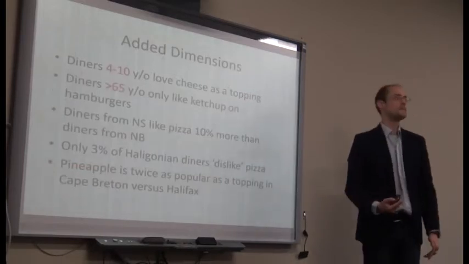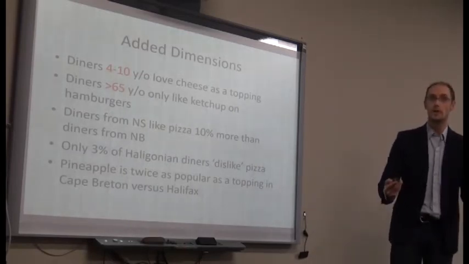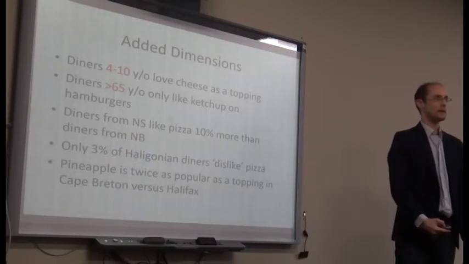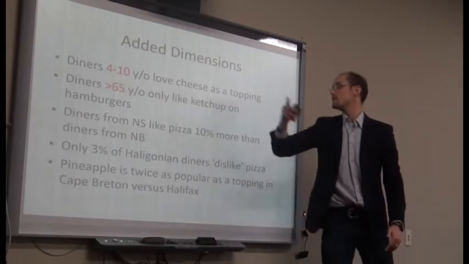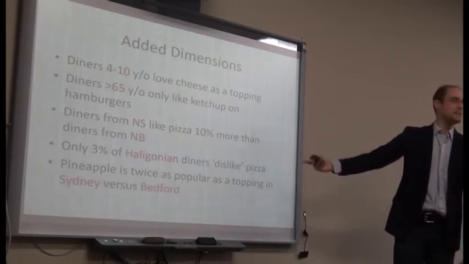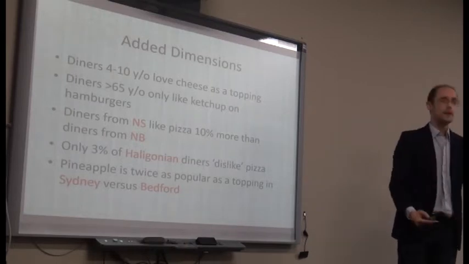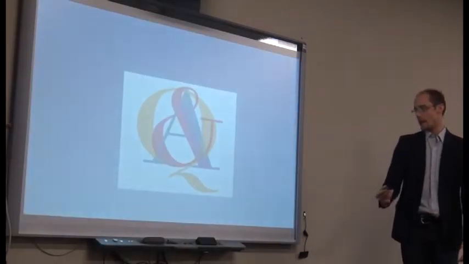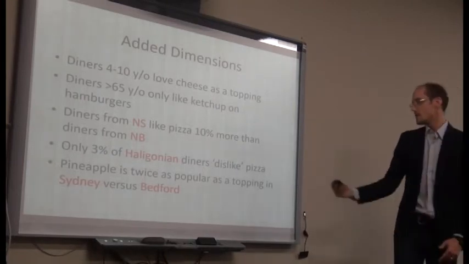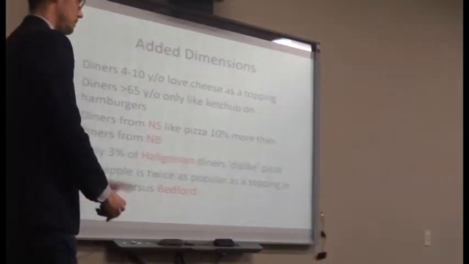We can go deeper simply by adding dimensions. These are 2 model dimensions that would show up on your check at Boston Pizza. Kids' meals, love cheese as a topping. Seniors only like ketchup on their hamburgers. This is one you can add by just looking at the location of the store. Diners from Nova Scotia like 10% more pizza. Haligonians dislike pizza, only 3%. And something like pineapple is twice as popular in Sydney as it is in Bedford.